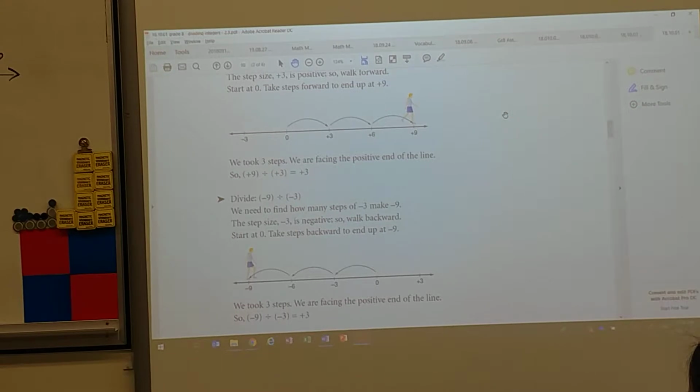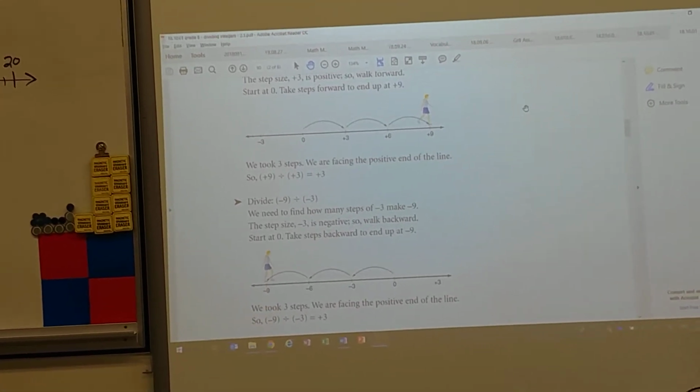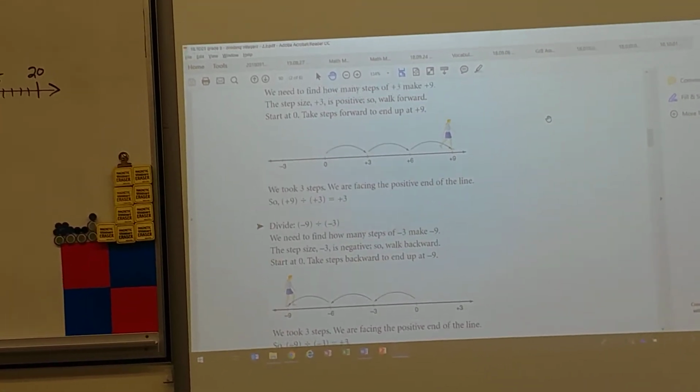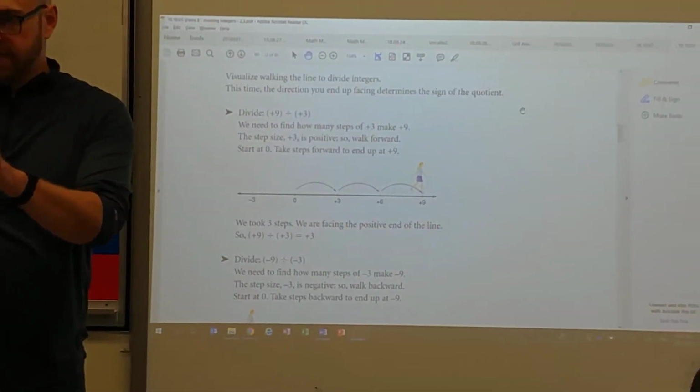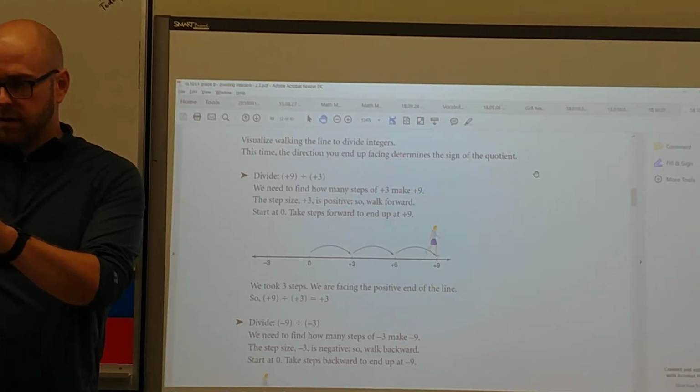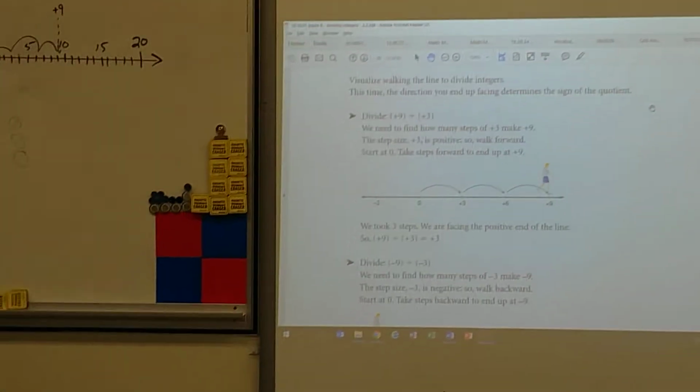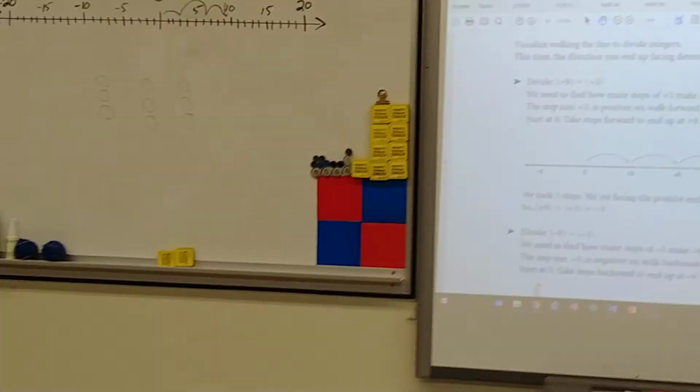Now we have negative 9 divided by negative 3. I'm not going to lie to you. This is one of the single most difficult ones there is. So now, camera, I'm going to get you to follow me up. I'm going to clear some space because I need to go to the negative 9.